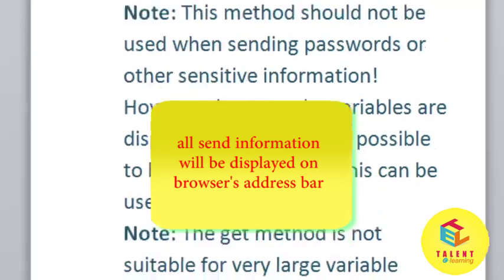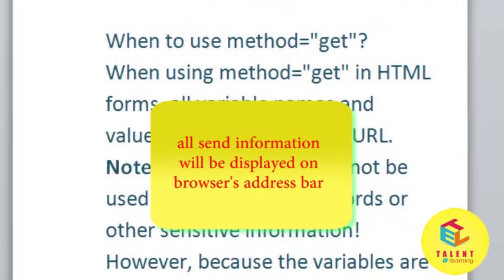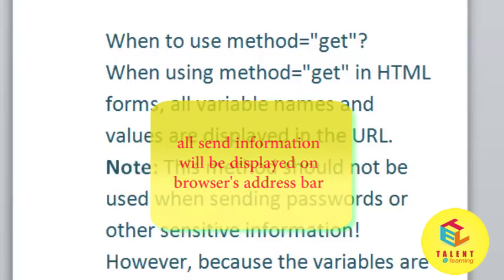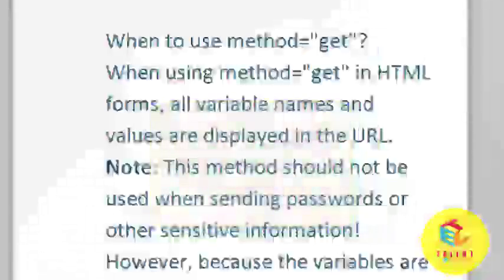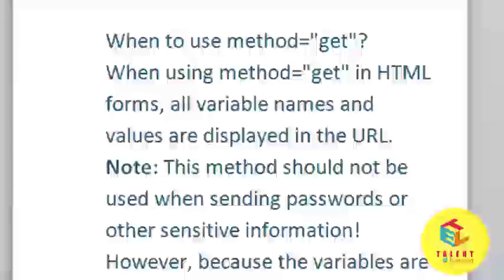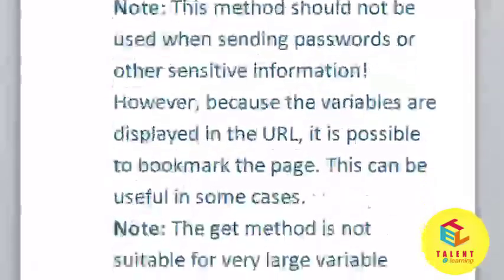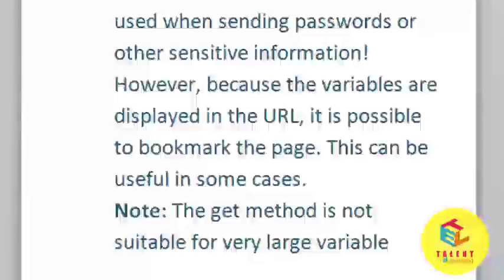Now, when to use this method GET? When using method GET in HTML forms, all variable names and values are displayed in the URL. So, this method should not be used when sending passwords or other sensitive information. However, because the variables are displayed in the URL, it is possible to bookmark the page. This can be useful in some cases. For very large variables, it is not suitable. Let's see one example for this GET method.